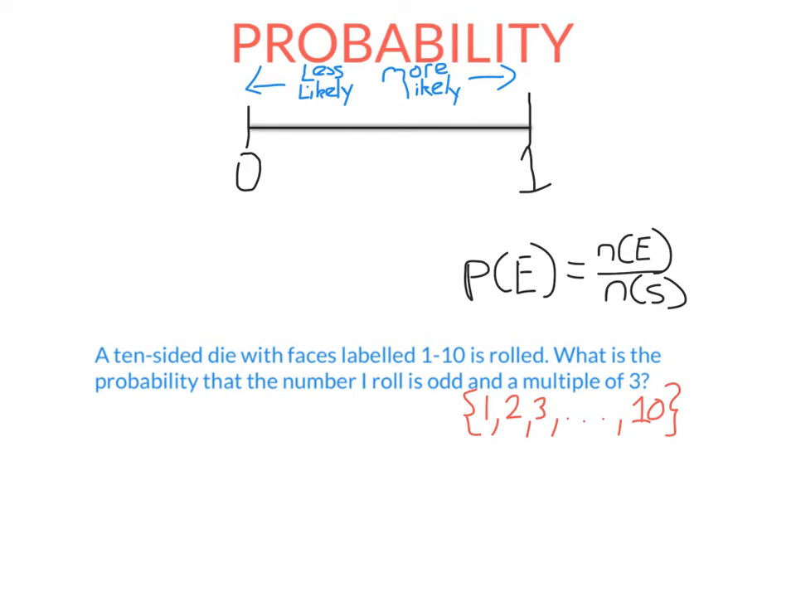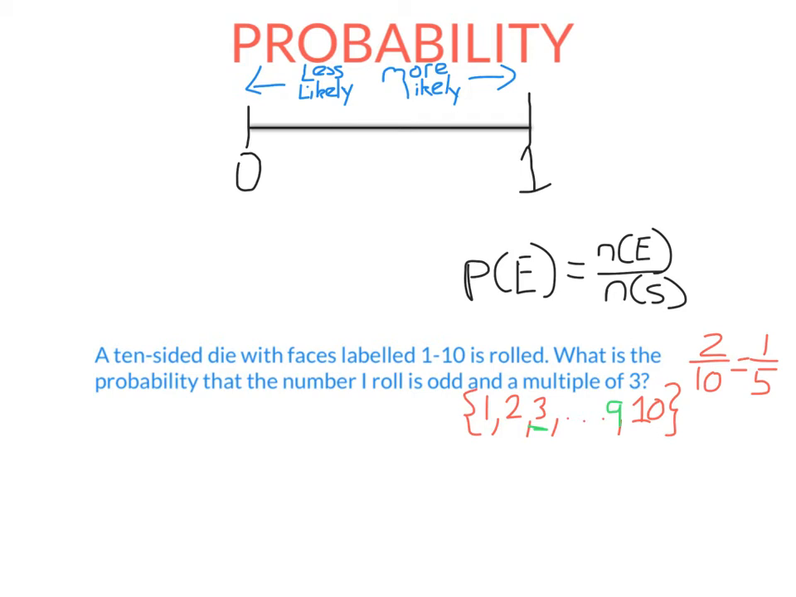So the probability of rolling a number that's odd and a multiple of 3. So I've got to say, how many ways can that occur? Well, I could get a 3. That's odd and a multiple of 3. It's both of those things. I could also get a 9. That is odd and a multiple of 3. They are the two ways the event can occur. So the required probability is 2 ways it can occur out of 10 in total, and of course that simplifies to 1 over 5. You could also write this as 0.2 or 20%, it wouldn't matter. So I've given a number between 0 and 1.